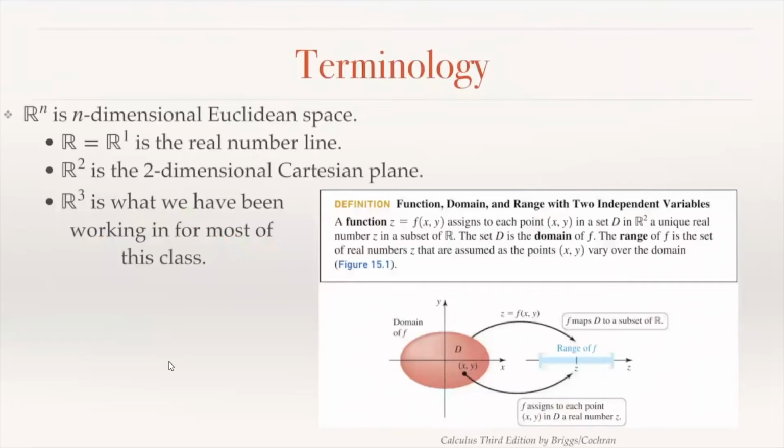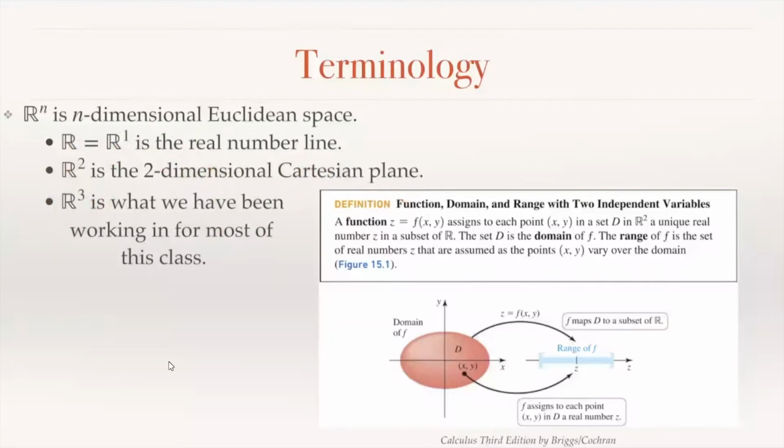So recall that Rn is n-dimensional Euclidean space. R is just shorthand for R1, the real number line. R2 is the two-dimensional Cartesian plane. And R3 is three-dimensional Euclidean space, which is what we've been working in for most of this class.